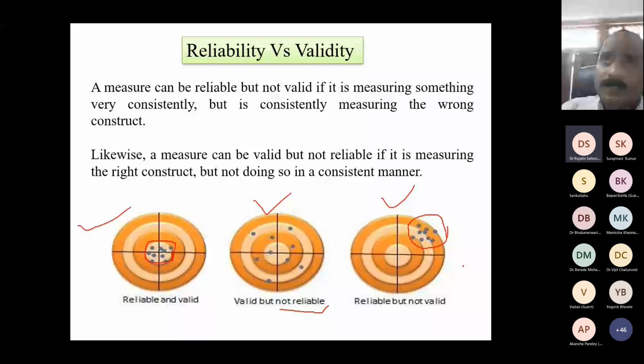That means all the observed values must be nearby to the mean value and their variance should be equally distributed. Their error terms should be normally distributed. All the observed values must be nearby to the mean, and their variance or standard deviation must show a normal distribution or nearby normal distribution, may not be exactly a normal distribution. So this is a pictorial representation of reliability and validity.